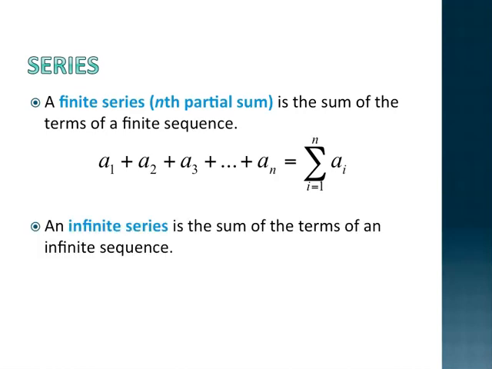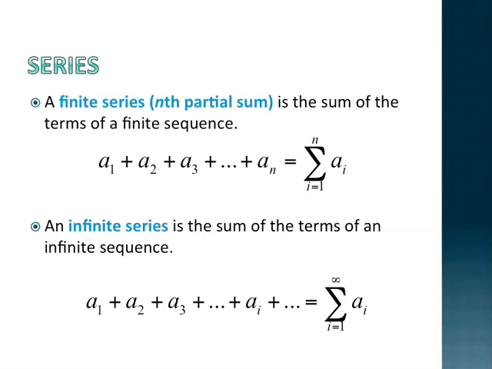And then the second type, an infinite series, is the sum of the terms of an infinite sequence. So in this particular case, if you look at the notation, we have the upper limit being infinity. So it's not some number n, it goes to infinity. Notice that the way I've written it here, I've written it as a sub 1 plus a sub 2 all the way up to a sub I, but then it doesn't stop there, it continues plus dot dot dot.